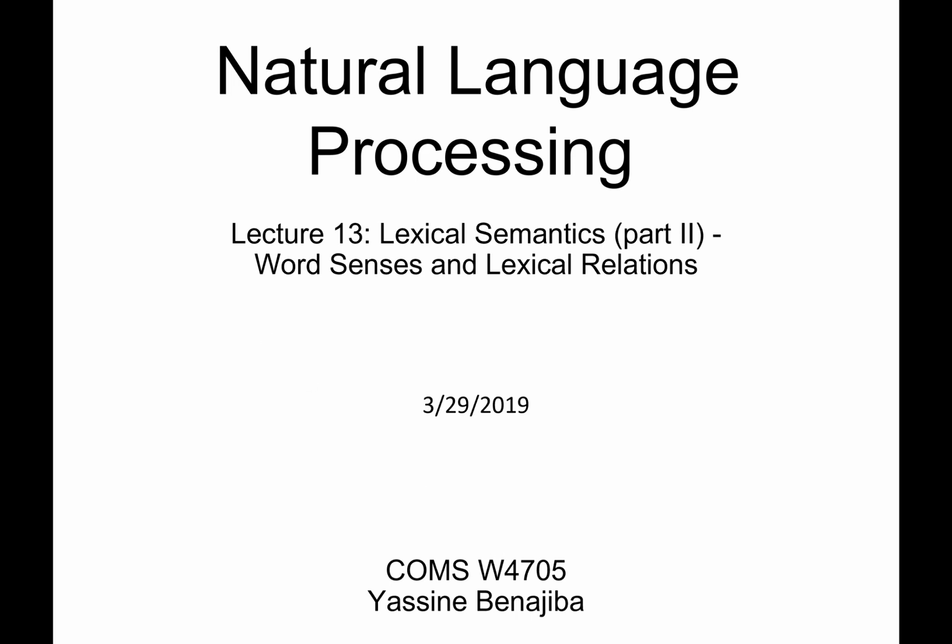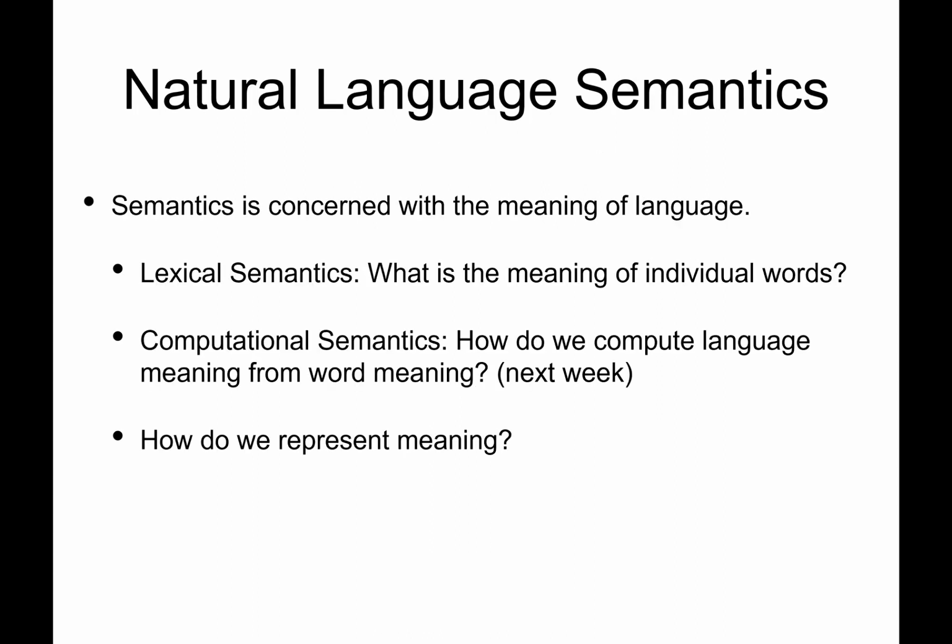So this is part two of lexical semantics, and we'll talk a little bit about word sense disambiguation. Natural language semantics, as a reminder, is concerned with the meaning of language. When we talk about lexical semantics, like we did in lecture 12, we were concerned mostly with the meaning of individual words. When we talk about computational semantics, we want to compute language meaning from word meaning. So it's more like you already have the meaning of each word and you want to compose the meaning of a sentence. And what we want to know now is how do we represent this meaning.